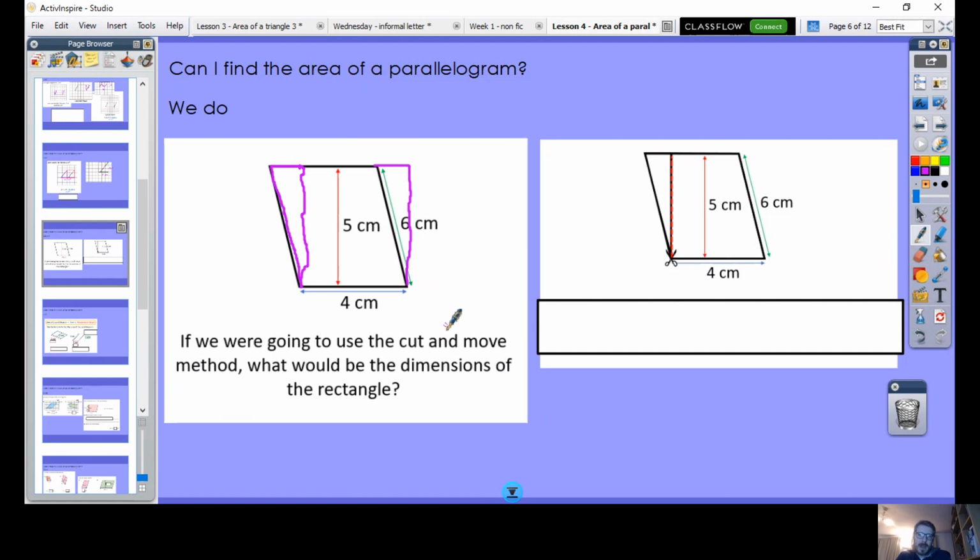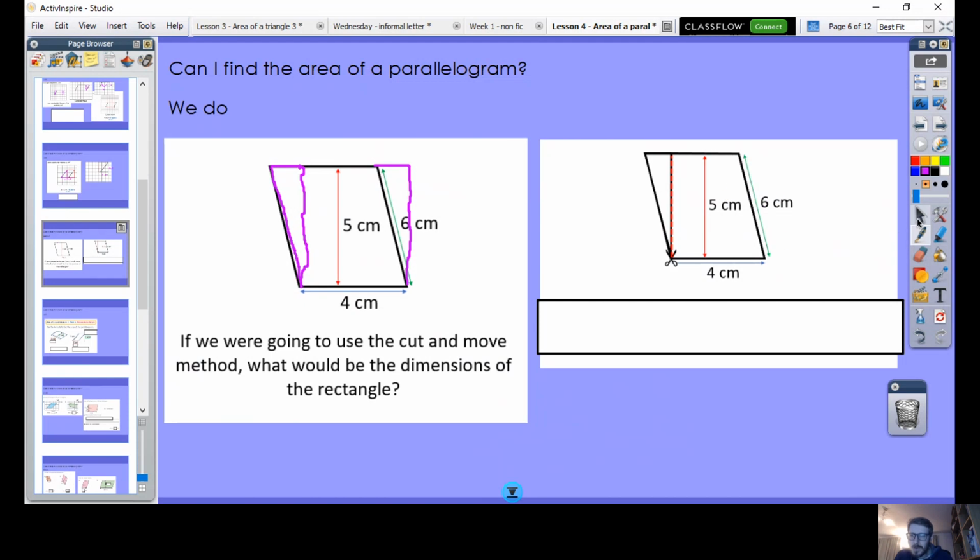What am I interested in? How would I calculate it? I would calculate it by doing the base times how high the rectangle is. So I can bypass the changing it into a rectangle bit and basically do the calculation as if it was a rectangle by doing 4 multiplied by the perpendicular height, because a rectangle would have to be perpendicular. The sides are perpendicular because they meet at a right angle. So I can cut this bit out, move it over to here.